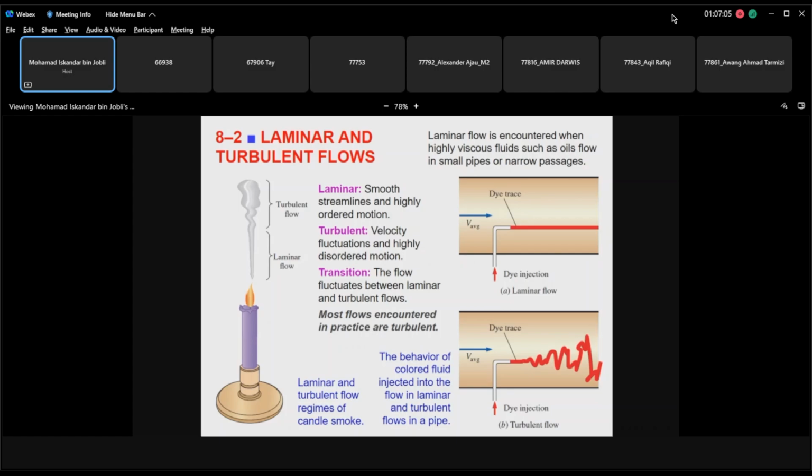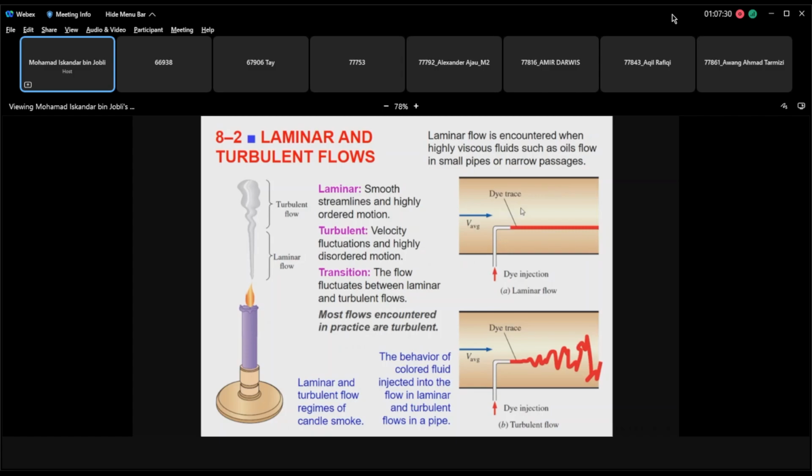Why do we need to do this? Why do we need to understand this, fellas? Because a different type of flow, laminar, turbulent, or transition, is going to give you different forces acting on this. You're going to have different forces, fellas. You're going to have different energy in order to work with this. You're going to have different types of pump that you shall work with, right?